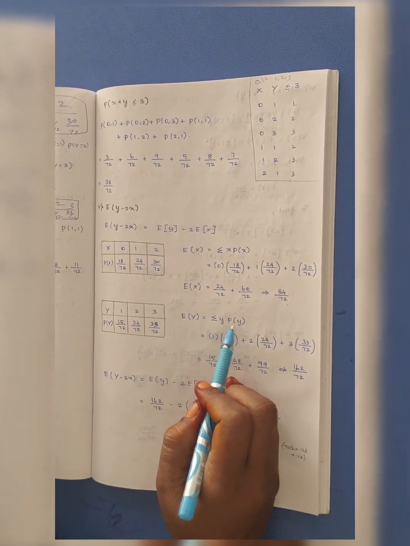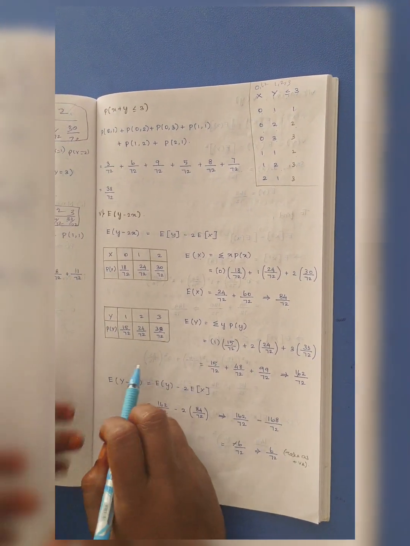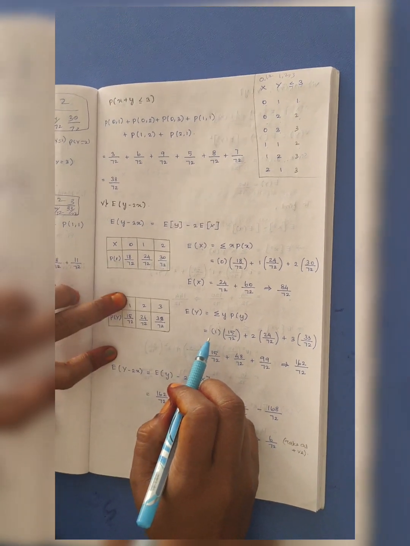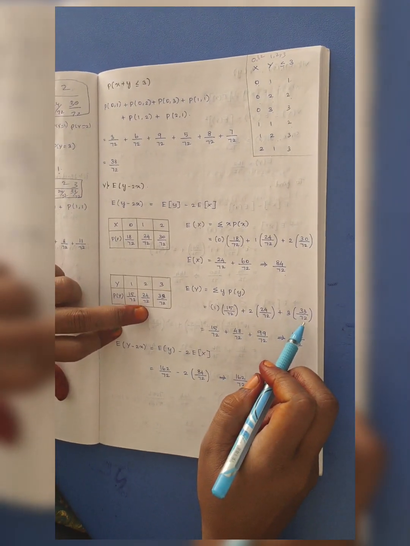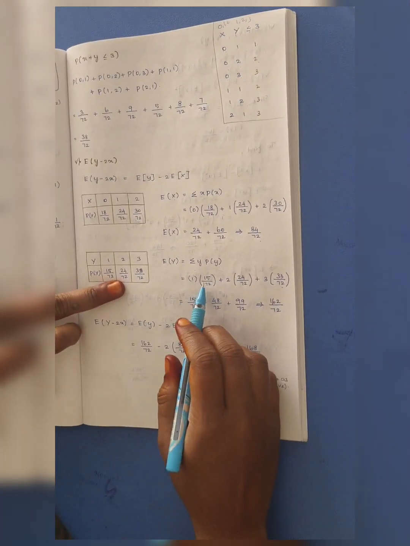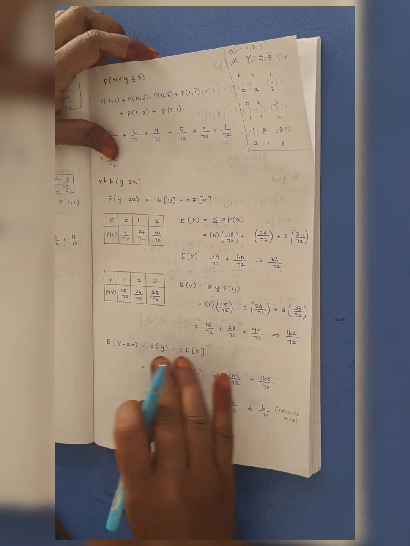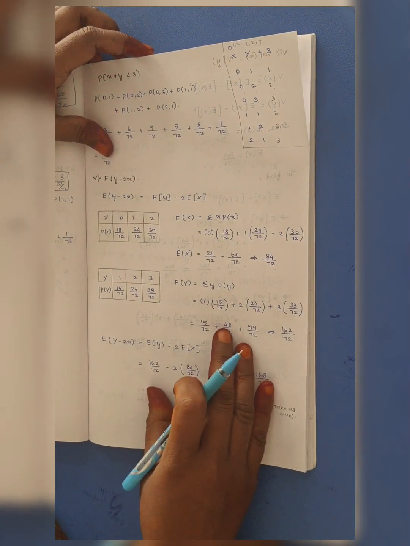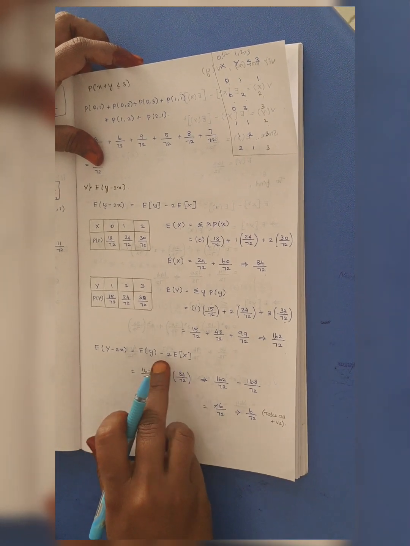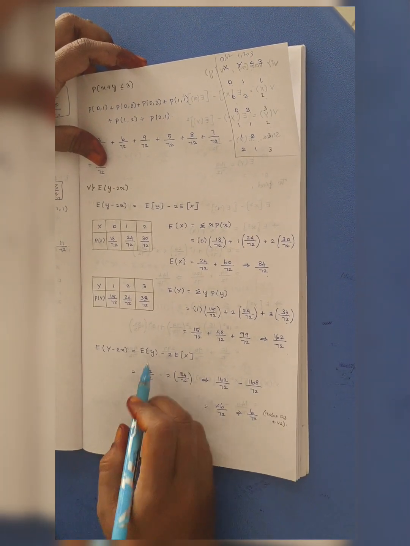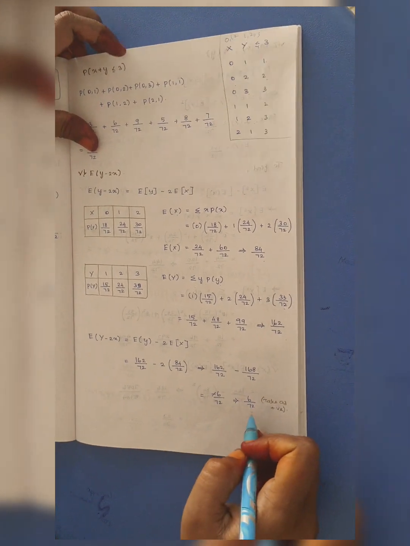E of y formula is summation y p of y. For that we need the y table. Okay, and 1 into 15 by 72, 2 into 24 by 72, 3 into 33 by 72. Okay, we can multiply and find the value. And same method, we are already finding these values. Write the question E of y minus 2x, E of y minus 2 into E of x, substitute the values E of y and E of x and simplify it, and the final answer is 6 by 72.